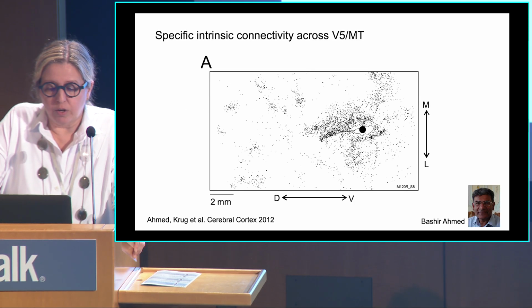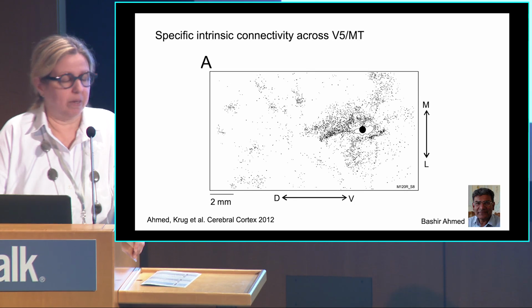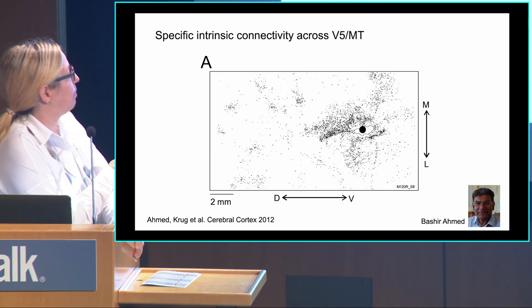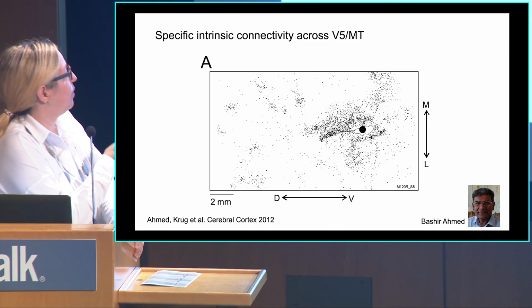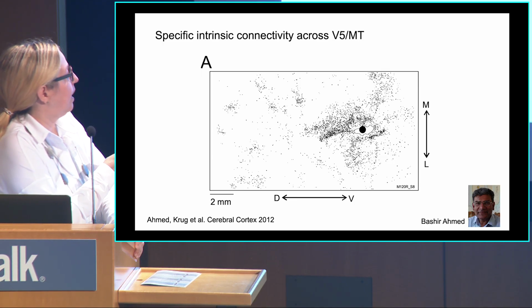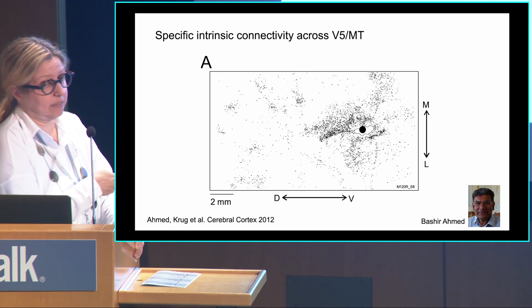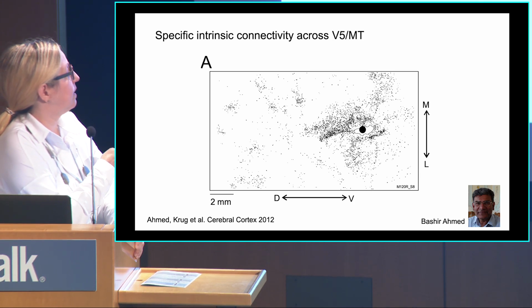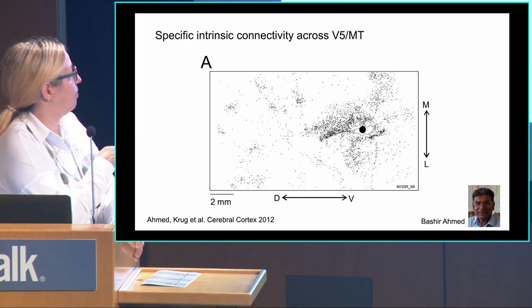So one thing, if you look at V5MT in terms of the anatomy, and that's work by Bashir Ahmed, with whom I've worked over 2 decades in my lab in Oxford. So if you look here, this is a schematic of a flat mount through layer 2, 3 in V5MT. This is an injection site of CTB. And all these dots here are cells across the whole extent of V5MT that have a synapse at this site and project there. And you can see this clustered projection all over.